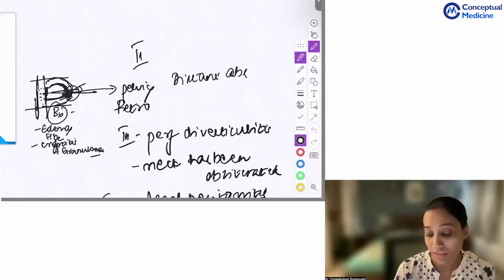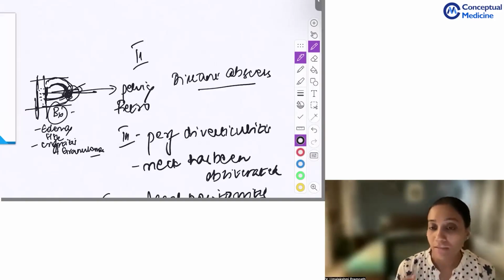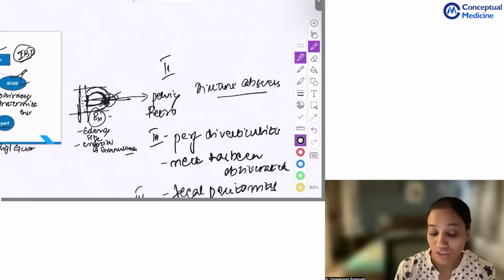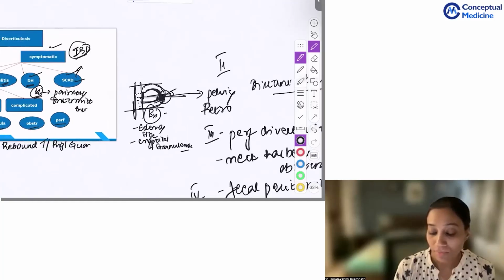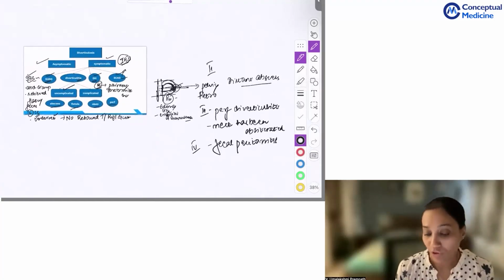It's a distant abscess. In type 3, you have a perforated diverticulitis, but the neck has been obliterated and hence there is no communication with the lumen. In type 4, there is a communication with the lumen. So this is why it's important to know this Hinchey classification, because the management options are also different for all the 4.